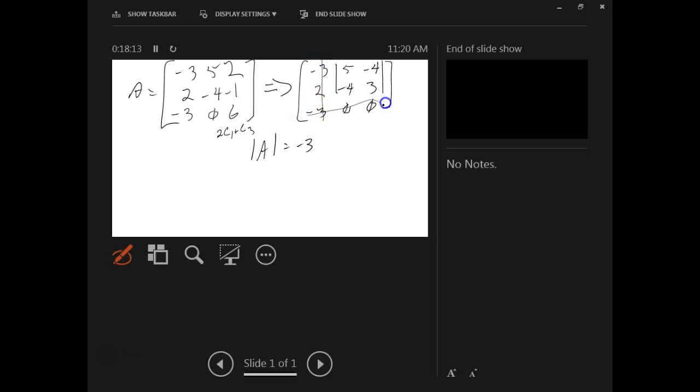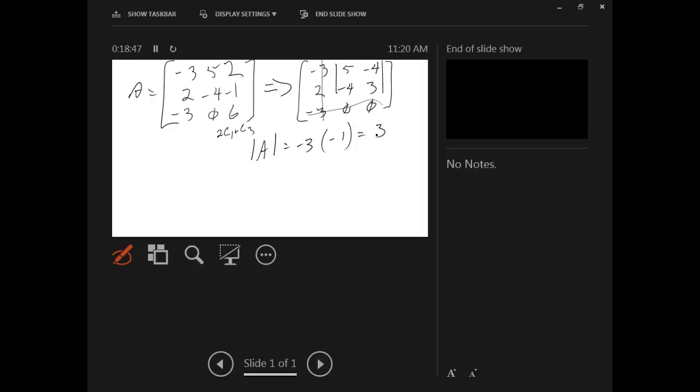Wipe out the first column, third row. And the determinant you have left there is 15 minus 16, so that's a minus 1. 15 minus a positive 16 is negative 1. So the determinant here is 3. That wasn't at all hard to do.